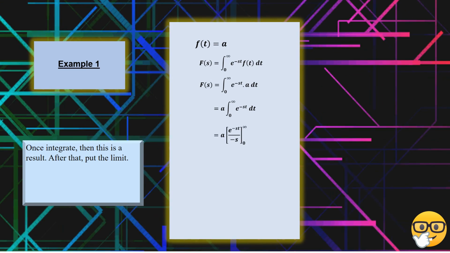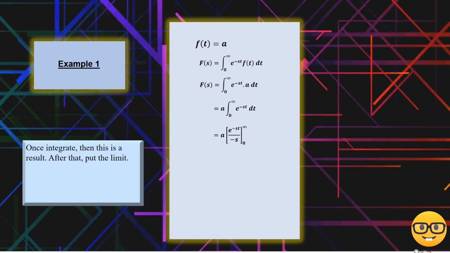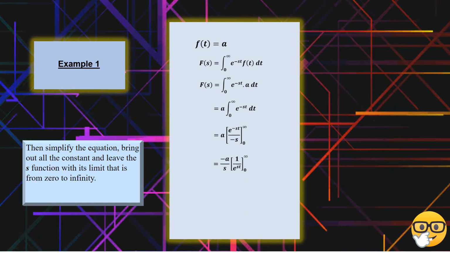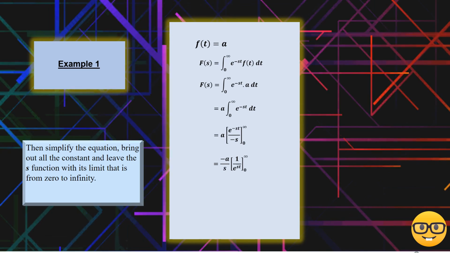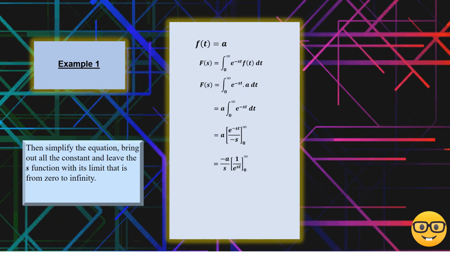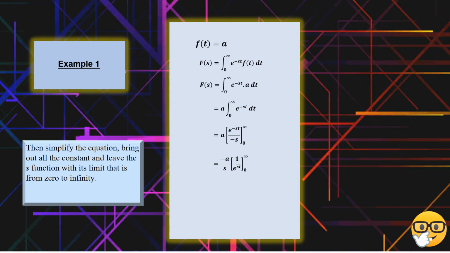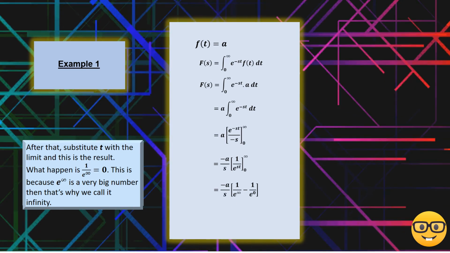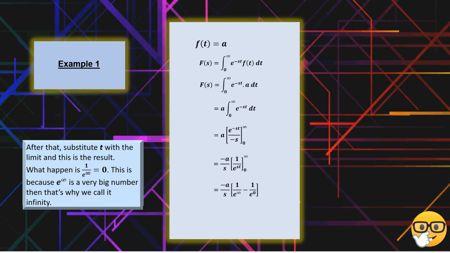Once integrated, this is the result. After that, put in the limit. Then simplify the equation, bring out all the constants and leave the s function with its limit that is from 0 to infinity. After that, substitute t with the limit and this is the result.